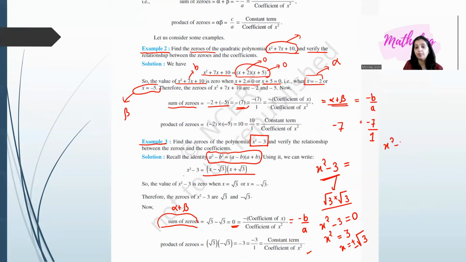x square minus 3 equals 0. This is the quadratic equation. What is the value of the middle part? I'm going to write it like that. Okay, so there is a middle part, but the value of the middle part is 0 here.